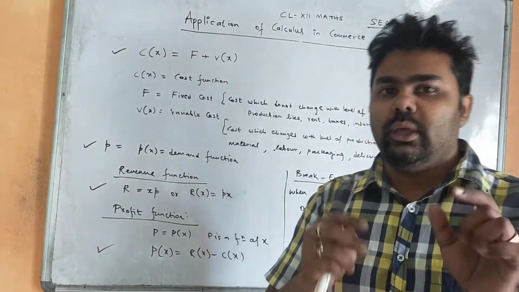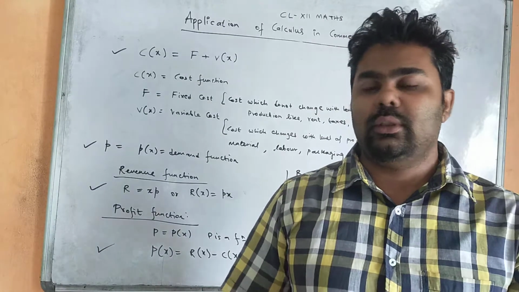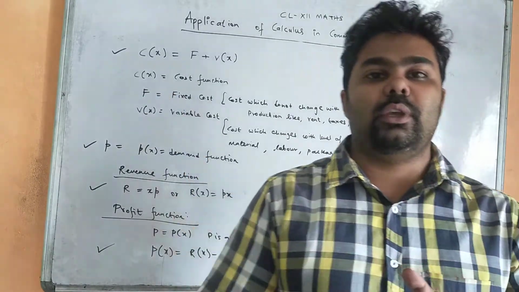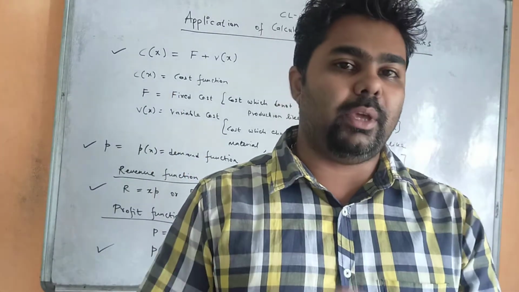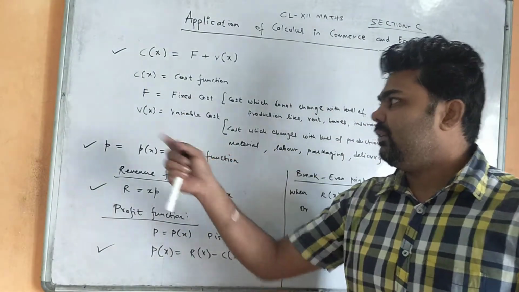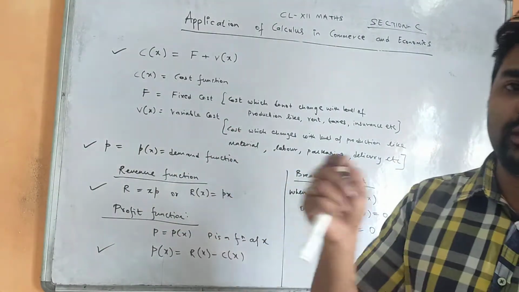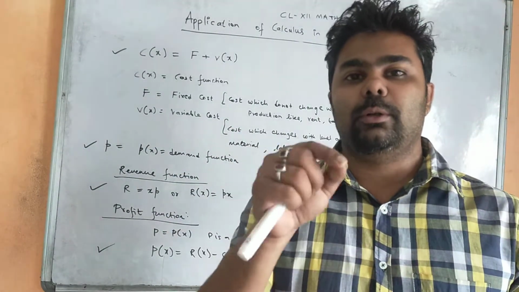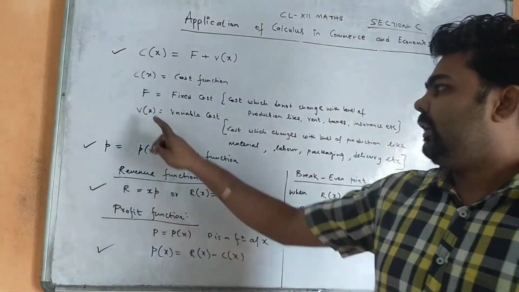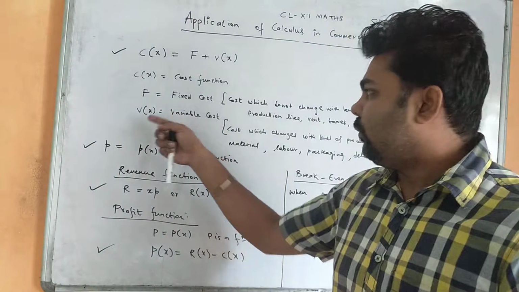What is x now? x is the number of units produced. If you are producing one chair, that means x will be 1. If you are producing n number of chairs, that will be n. Okay, so this is given by C(x). Similarly, F is fixed cost and V(x) is variable cost. That means variable cost will change depending upon the number of units you are producing, where x is the number of units. So V(x) is the variable cost.